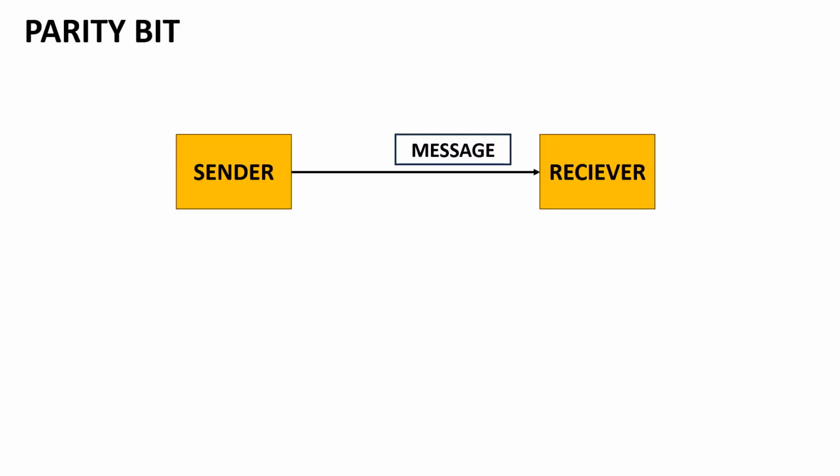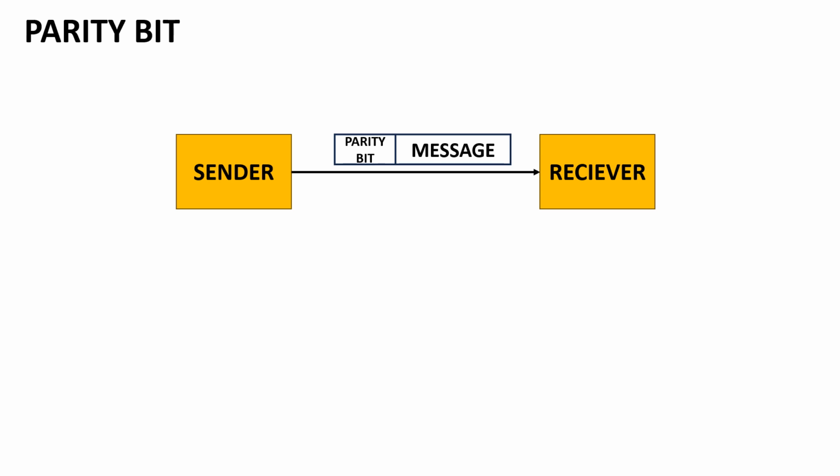When a message is sent from the sender to the receiver, the received message may have errors. That is, the message received and the message sent may not be the same. So to detect errors in data communication, an extra bit called a parity bit is added to the message. The parity bit is inserted in the leftmost position of the message and it indicates the parity.